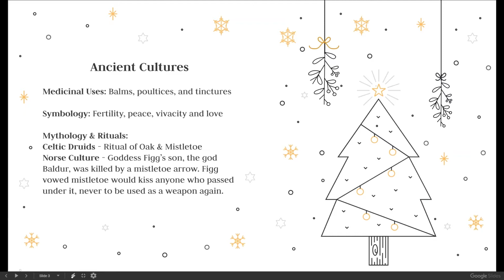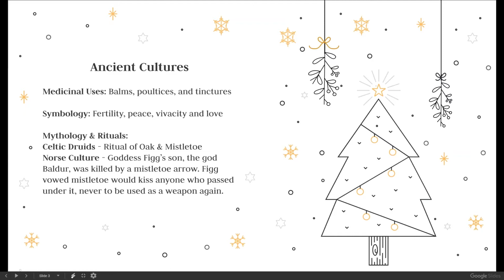Symbology-wise, though, amongst many different cultures, mistletoe has had some pretty similar symbology. For instance, mistletoe has been symbolic of fertility, peace, vivacity, and love. And if you look at the plant, a lot of this has to do with just how it functions. It has this beautiful white berry and it blooms in the dead of winter when most things around it are dead. So that's kind of one of the stems, at least, of its symbology, is just the plant itself.